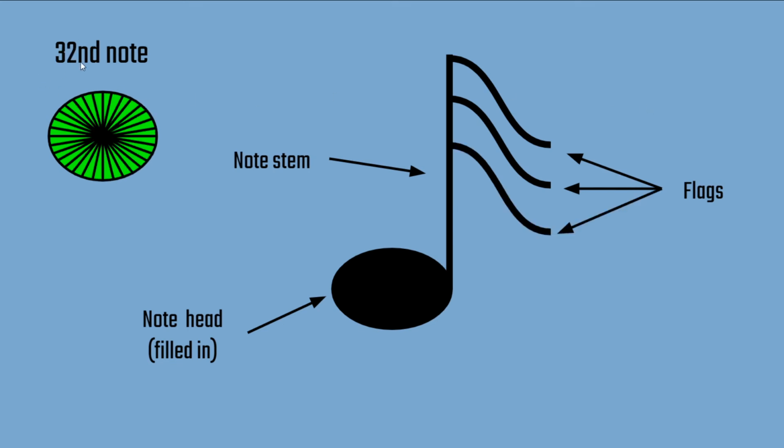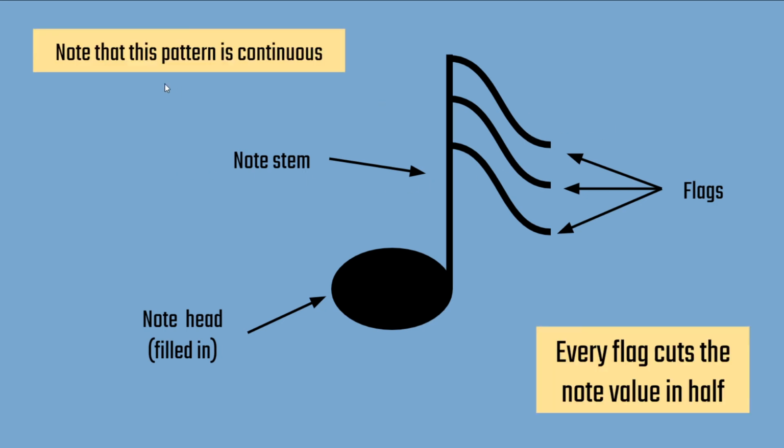Now here's our 32nd note. We're going to do the same exact thing. We're going to add another flag, and now our little pizza over here is cut into 32 different slices. Now it's important to note that this note pattern is continuous. Every single time we add a flag, it's going to cut the value in half. So if we added a 4th flag here, it would actually become a 64th note, and then 128th note, and so on and so forth. Numbers go on continuously, so rhythmical values can go on continuously.